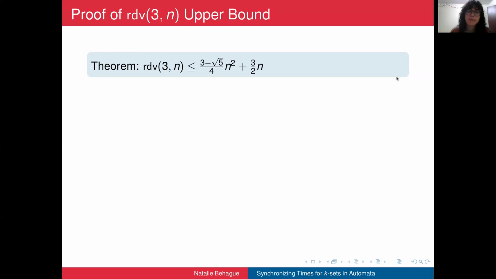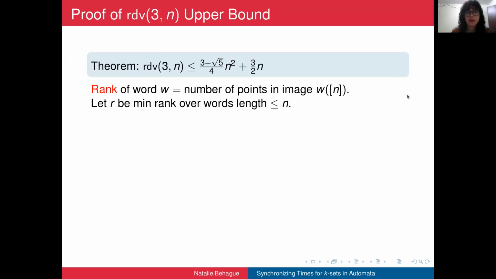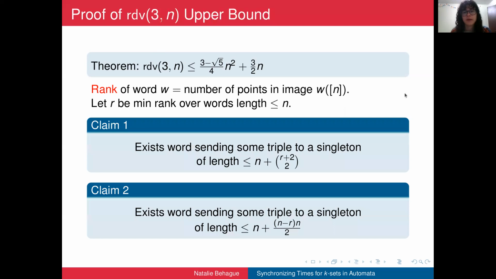Okay, so the idea behind this proof is we start by defining a rank of a word, which is just the number of points in the image of the word. And we let R be the minimum rank over all words of length at most n. It'll become a little bit clearer later, hopefully, why we've chosen to do this. But the idea is, if we let R be this minimum rank over all words of length at most n, we can write down 2 claims.